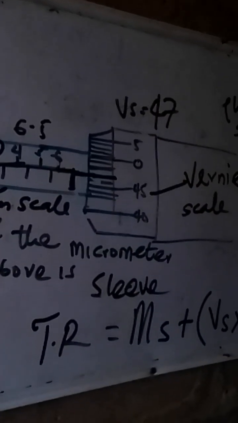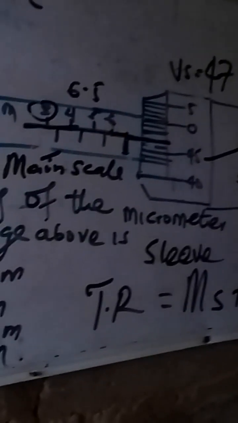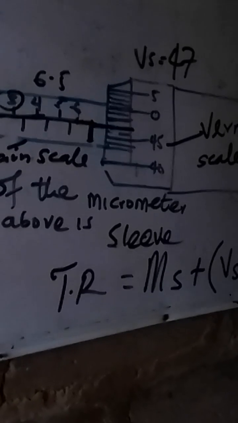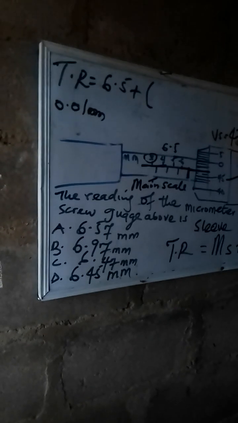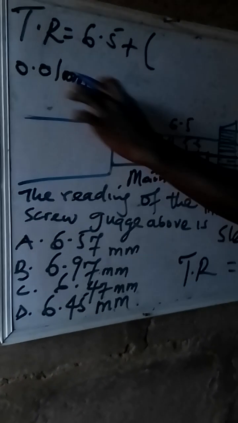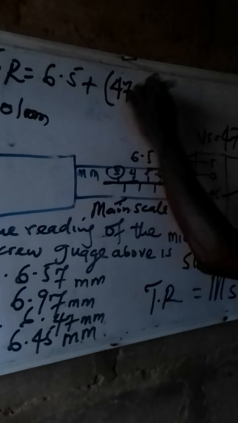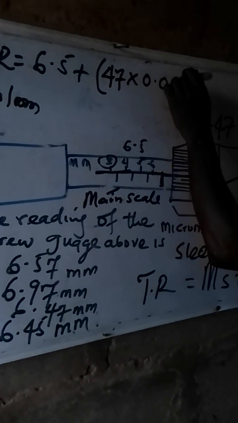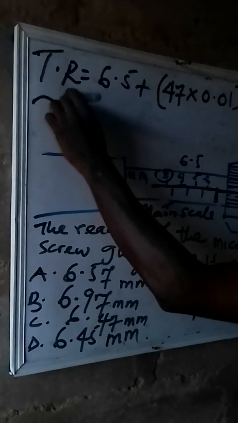But don't forget that you have to multiply this 47 by the least count. What do I call the least count? Please put it in your mind, it is 0.01 millimeter. So this 47 Vs you get here, you multiply it by this one. Are we together? So it will now be 47 times 0.01. Then you get your answer. What will that be? TR.